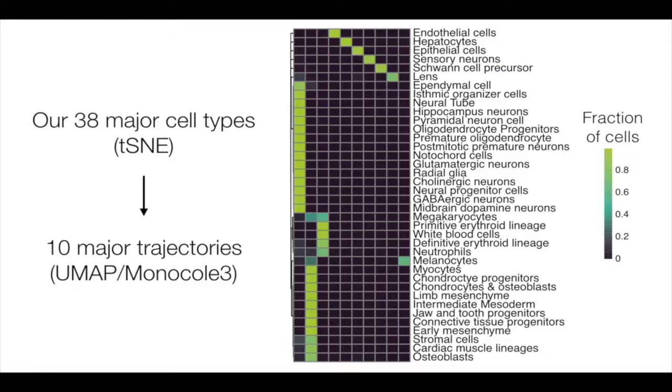Okay, so in a nutshell, we went from 38 of these, quote, major cell types with t-SNE to these 10 kind of supergroups that correspond to what we would largely expect from developmental biology in terms of their coherence, and how the t-SNE clusters map to the Monocle 3 clusters or trajectories.